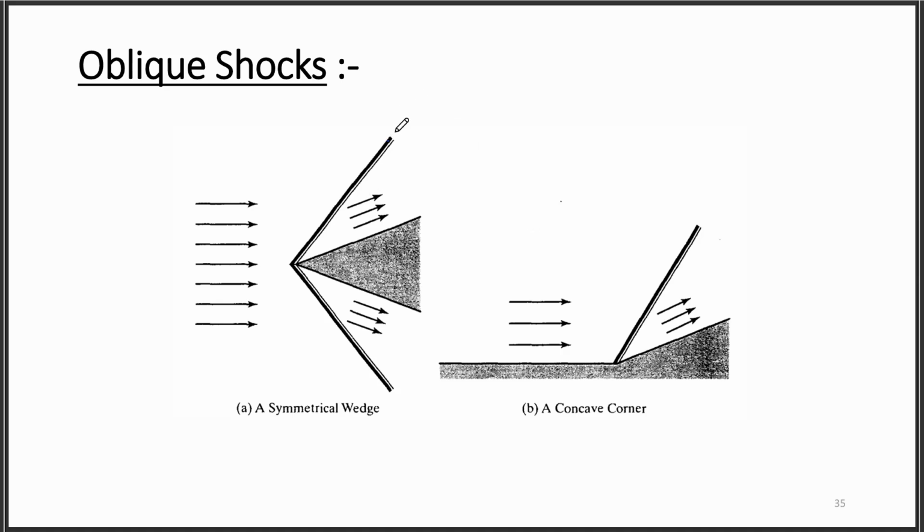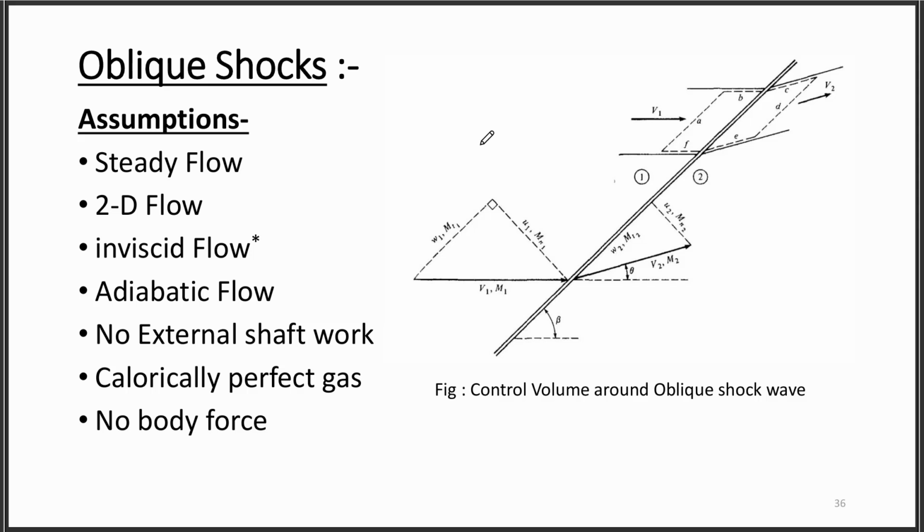Here also this is the discontinuity. Now we'll try to write the governing equations for this oblique shock. Similar to before, let's say there is one oblique shock, and upstream it is given by 1, downstream it is given by 2. We will take some assumptions, like flow is steady. Here flow will be 2D because flow is turning.